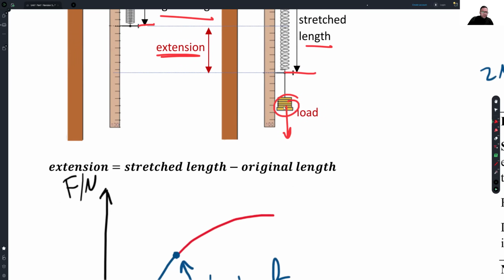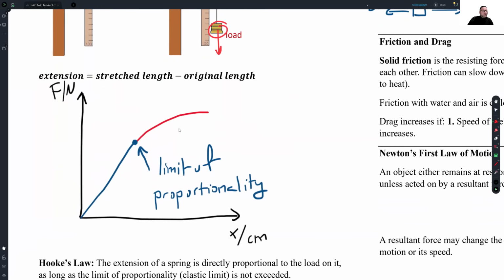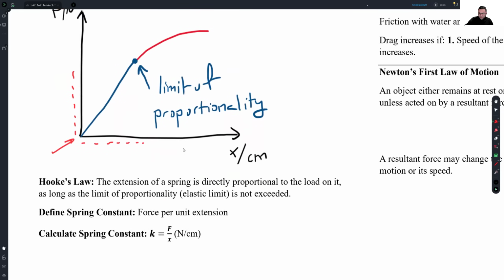Obviously, as I increase the force, the extension will also increase, which means they are directly proportional. If you take a look at this graph, as the force increases, the extension also increases, which again makes sense. This law is called Hooke's law. It states that the extension of a spring is directly proportional to the load on it, as long as the limit of proportionality is not exceeded. So what is the limit of proportionality? It's this point over here.